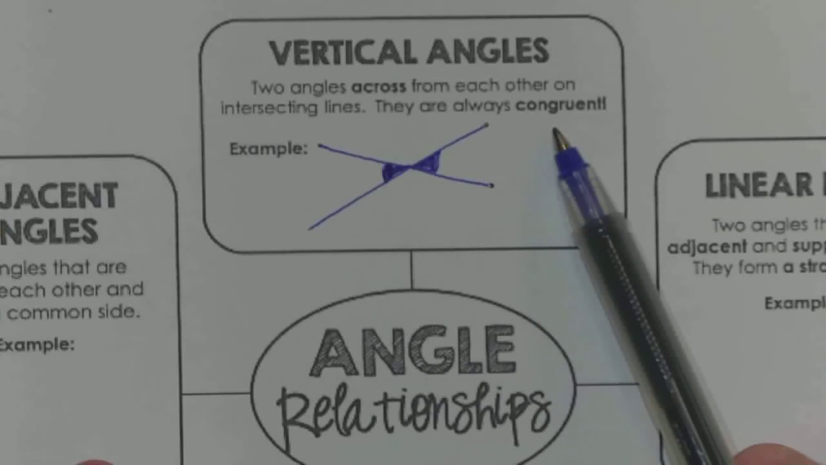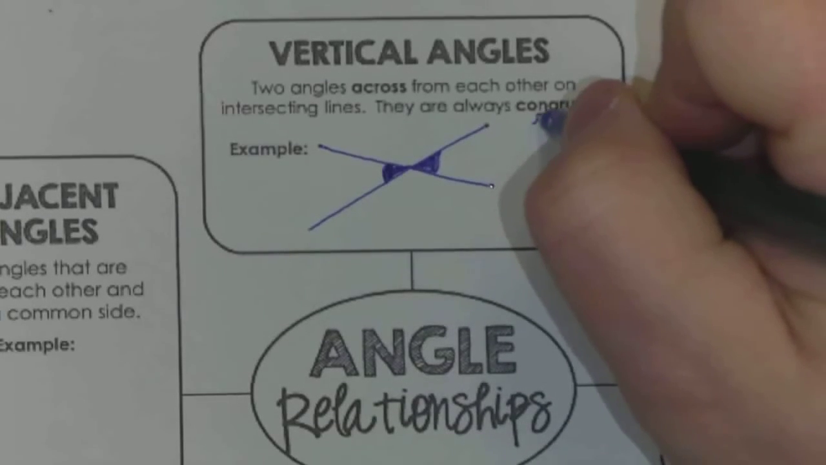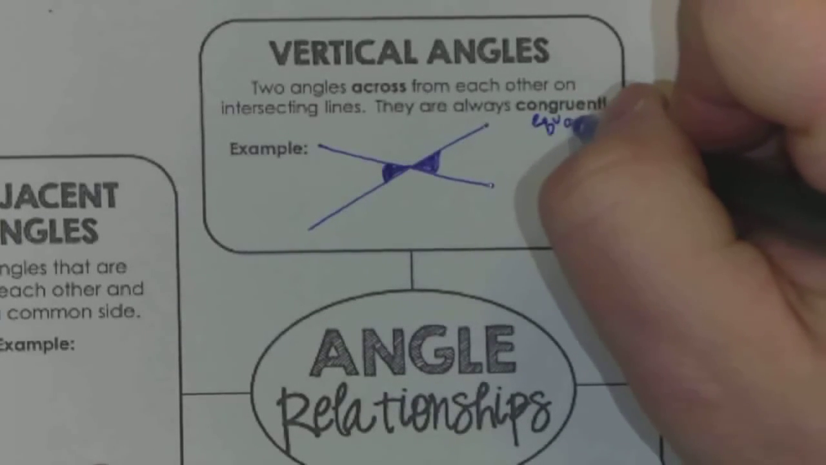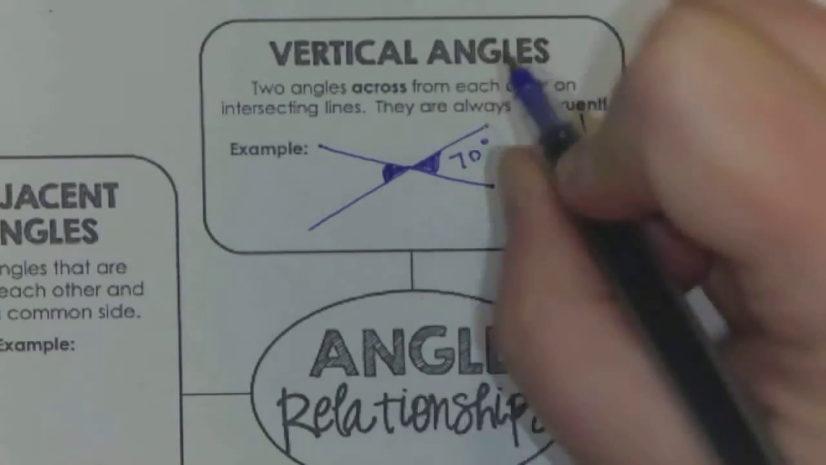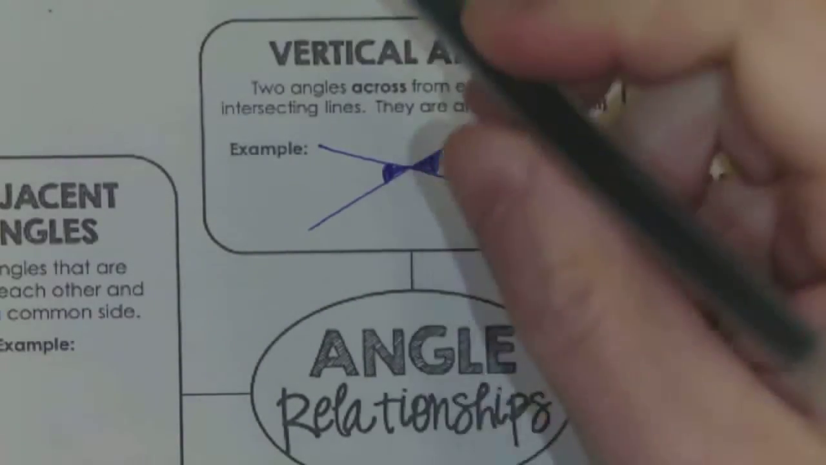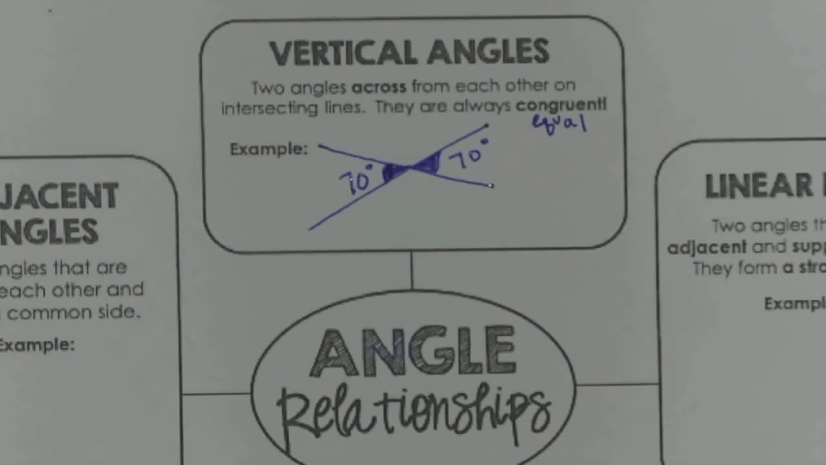Do you know what congruent means? Congruent means equal. So if they're equal to each other, if this one was 70 degrees, guess what this one's going to be? 70 degrees. Okay? So any two angles that are directly across from each other in the intersection of two lines are called vertical angles. You guys following me on that?